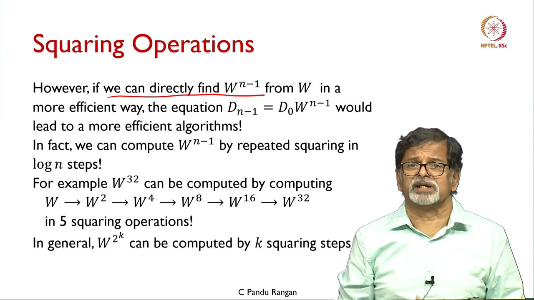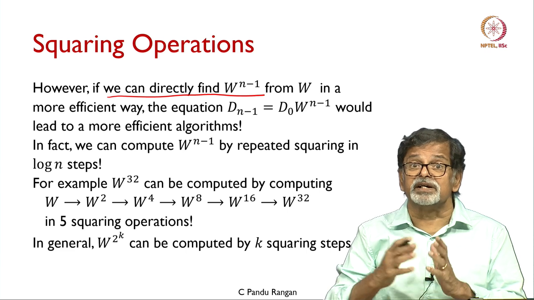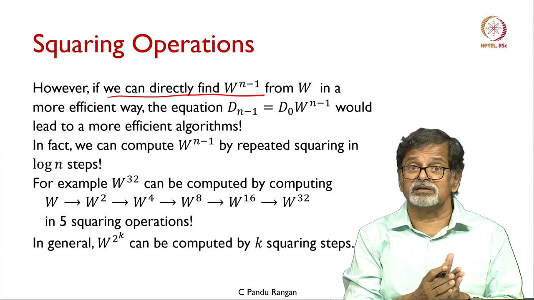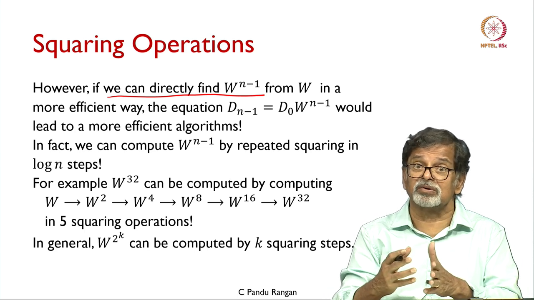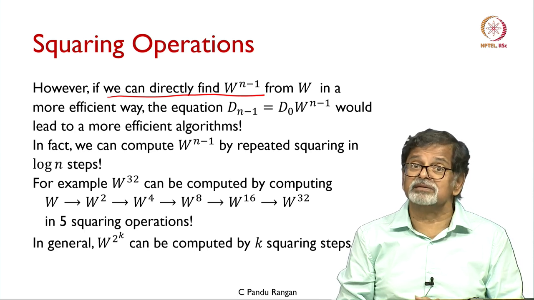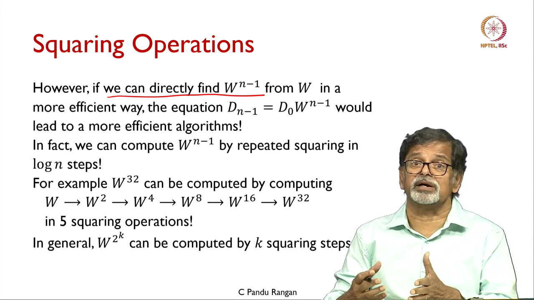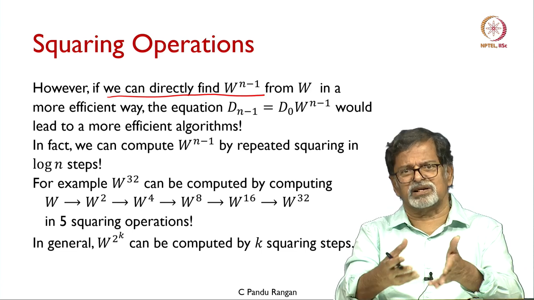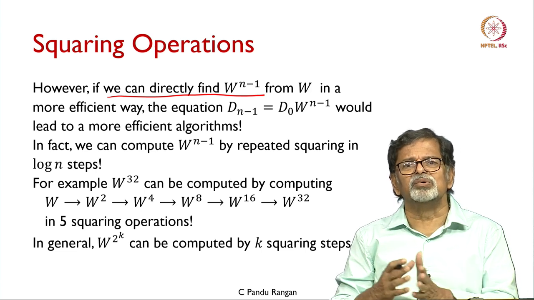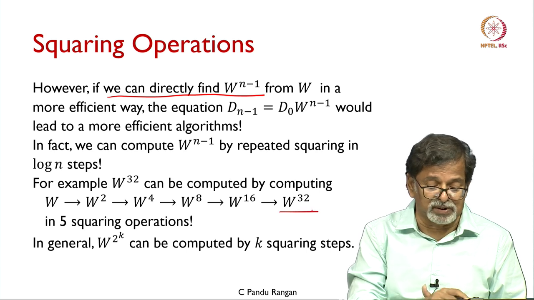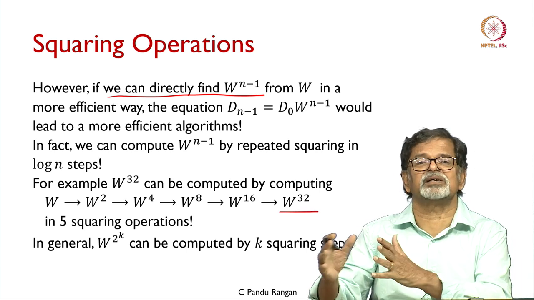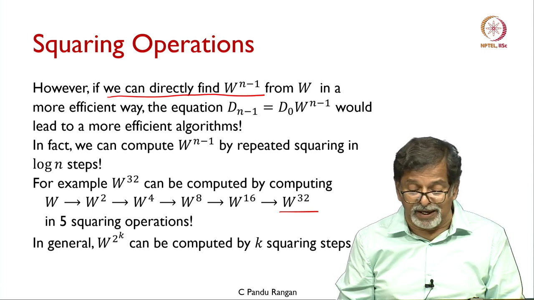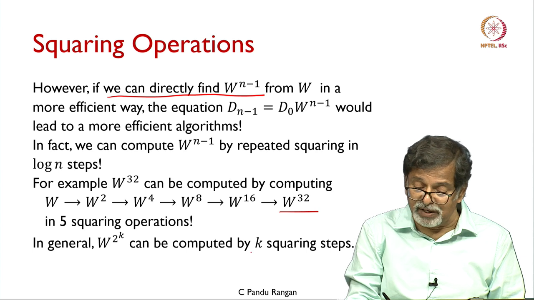For example, W to the power 32: by repeated squaring, we can quickly go in 5 steps from W to W squared. Square that matrix, you get W to the power 4, square that, you get W to the power 8, square it, W to the 16, square it. Squaring is multiplying the matrix with the same matrix. When you keep doing that, you can see that W to the power 32 is obtained in 1, 2, 3, 4, 5 steps. In general, W to the power 2^k can be computed in k squaring steps.